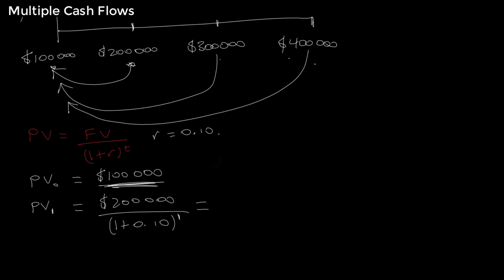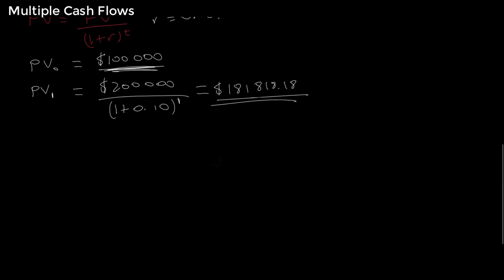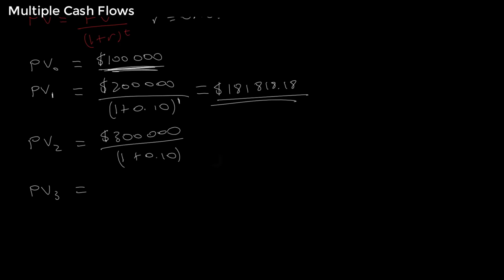Okay, so if you evaluate this term in your calculator, you should get approximately $181,818.18. And essentially what we need to do now is repeat this process for the cash flow received in year 2 and the cash flow received in year 3. So in year 2, we receive $300,000. Our discount rate is exactly the same, so it's still 10%. The only thing that's changed is now we need to discount it back 2 periods.